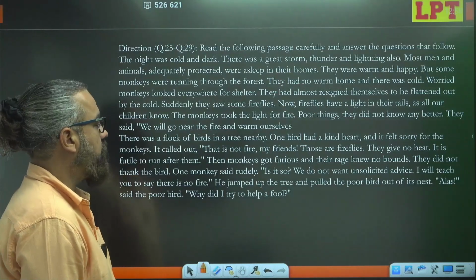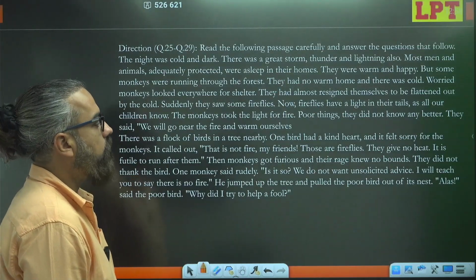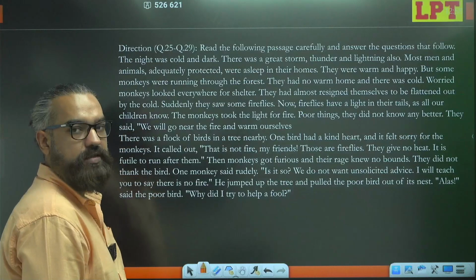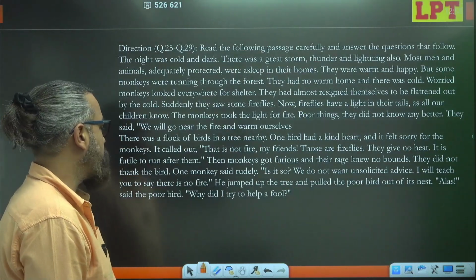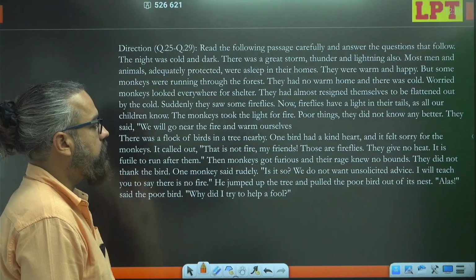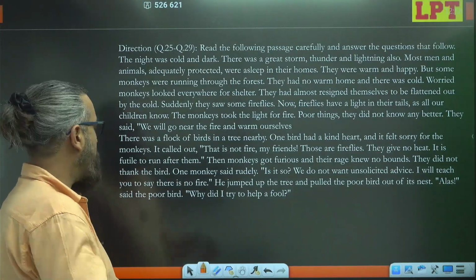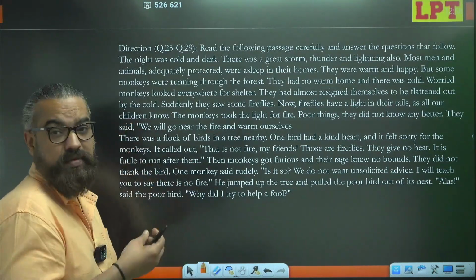One monkey said rudely, is it so? We do not want unsolicited advice. Unsolicited is not asked for. I will teach you to say there is no fire. He jumped out of the tree and pulled the bird out of its nest. Alas, said the poor bird, why did I try to help a fool?